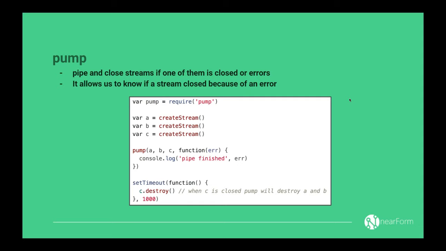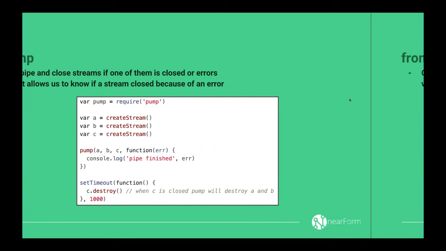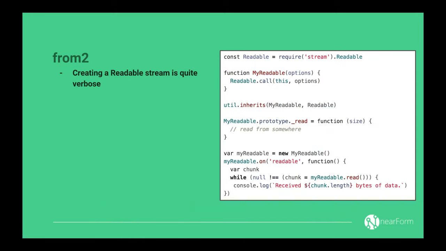Now let's go a little bit through some other modules. We want to cover from two. Before calling from two, we need to see how we implement a readable. In order to implement a readable, you implement a read method, but you also need to inherit from the readable abstract class. So you inherit from readable and you implement underscore read, as you see here with the prototype, okay?